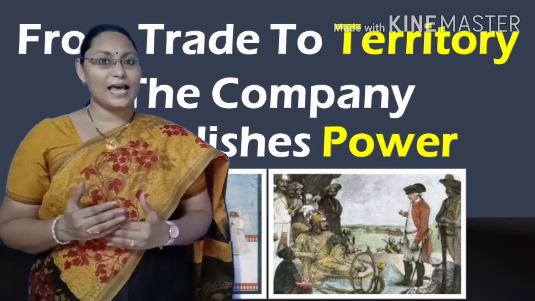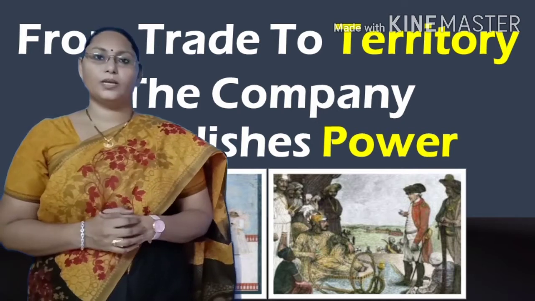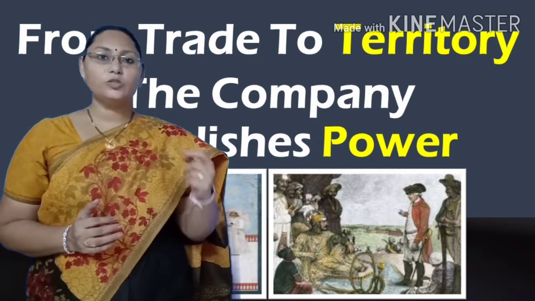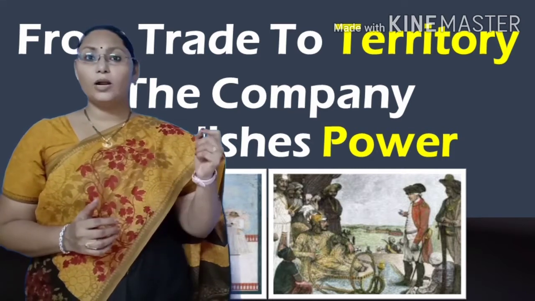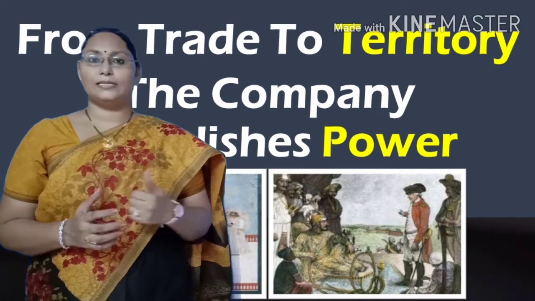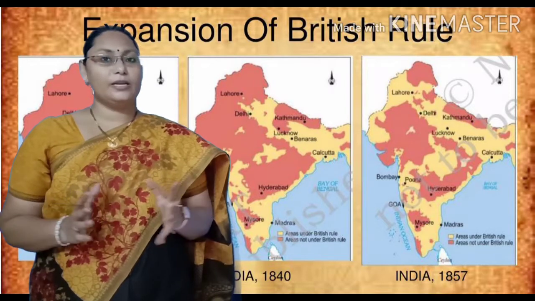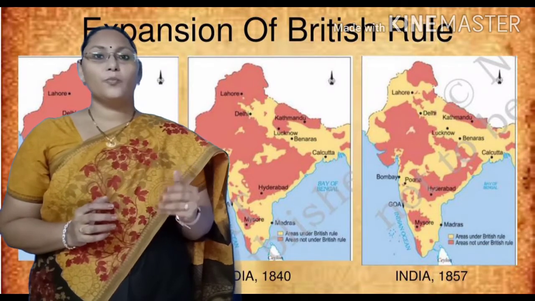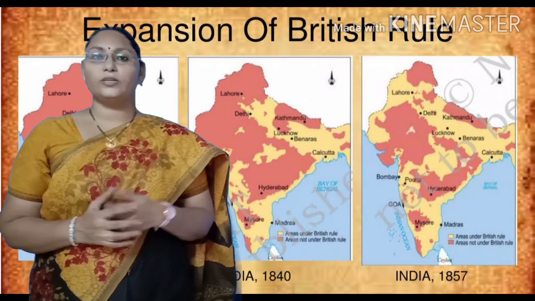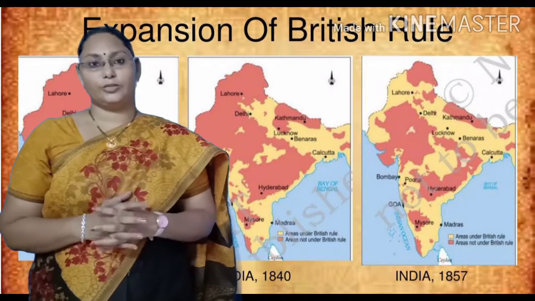This is the conclusion class for History's second chapter, From Trade to Territory. Yes, this is the final class for this chapter. In this chapter, we need to learn about setting up the new administration of the British and the conclusion of our lesson. After conquering many territories in India, how did the Britishers proceed with their administration policies? This was very important for us to know about the way of administration of the Britishers.